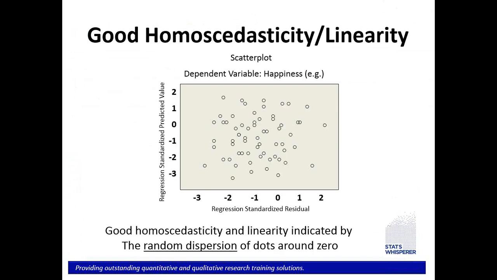Okay, so this is the figure that's produced, right? You have the regression standardized residuals on the bottom, the regression standardized predicted values on the side here. Now what you want is a nice even spread, right? That shows good linearity and homoscedasticity, right? A random dispersion of dots around the zero. So here's the zero, and they're all kind of floating around without crashing into one another for the most part.